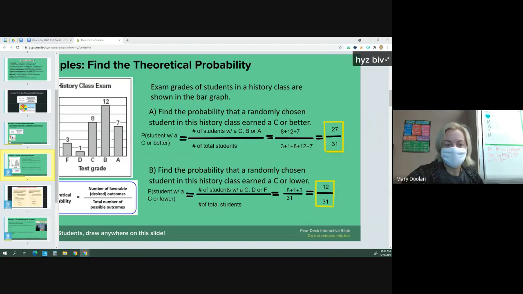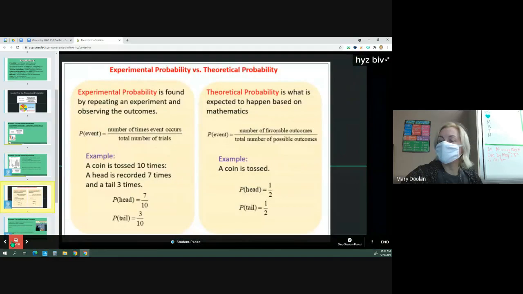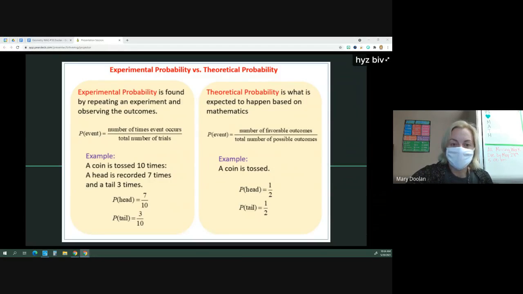Okay, so I'm going to move on to the next slide with you guys. And this is just a summary slide about the difference between experimental and theoretical probability. So on the left, we have experimental probability. This is found by repeating an experiment and observing the outcomes. We have not seen this yet. On the right is theoretical probability, is what is expected to happen based on mathematics. This is what we have been doing.